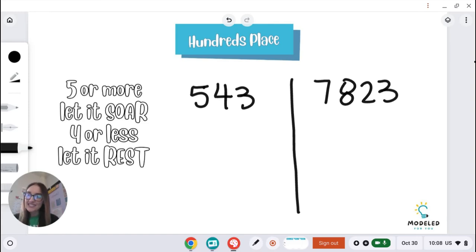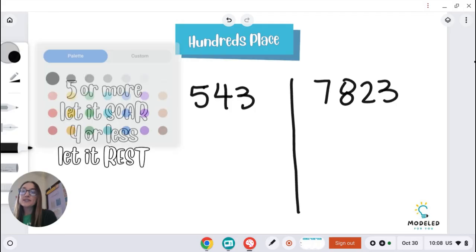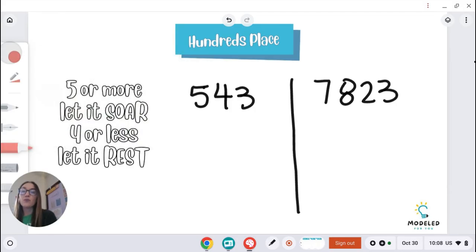Everyone, welcome back. Today we are going to be rounding to the nearest hundreds place. So first I am working with my number 543. Whenever I see the place value that I am rounding to, you want to be sure that you underline the digit that's within the place that you're rounding to. Today I'm rounding to the hundreds place, so I underline the 5 because the 5 is in the hundreds place.